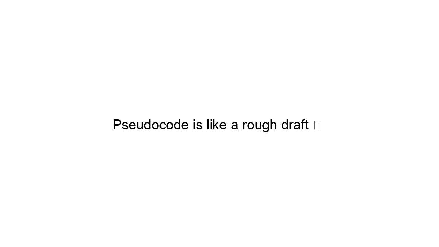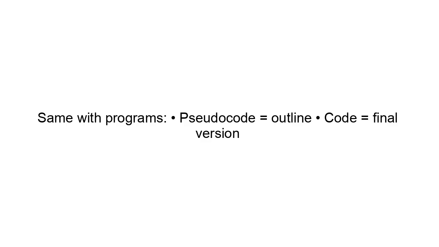Real life analogy. Pseudocode is like a rough draft in pencil. Before a final essay, you write an outline. Same with programs. Pseudocode equals outline. Code equals final version.